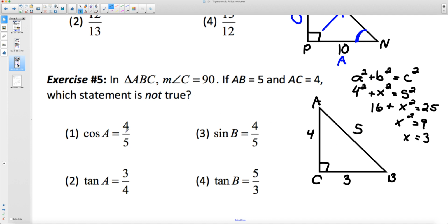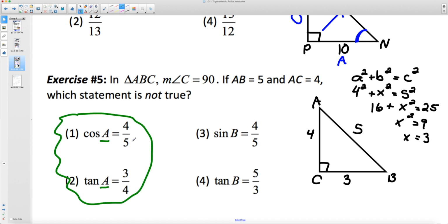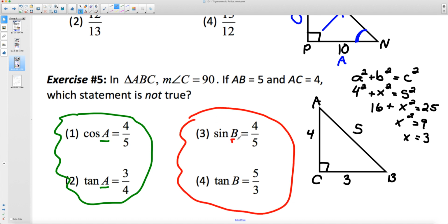We want to know which statement is not true. We have to just go through our choices. We have kind of 2 things going on here. Choices 1 and 2 are looking at it from the perspective of angle A. Choices 3 and 4 are looking at it from the perspective of angle B. So let's start with choices 1 and 2 and see how they are. So cosine of angle A. Okay, so let's label it. This is the hypotenuse, this is the adjacent, and this is the opposite. So cosine, that means 4 needs to be the adjacent and 5 needs to be the hypotenuse. 4 is the adjacent, 5 is the hypotenuse.